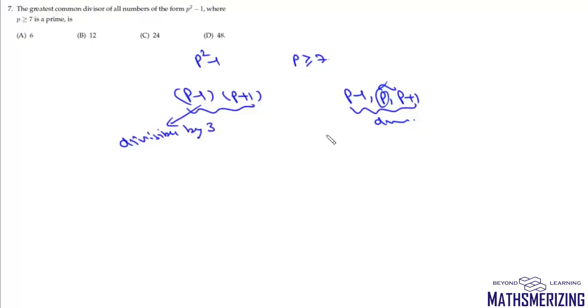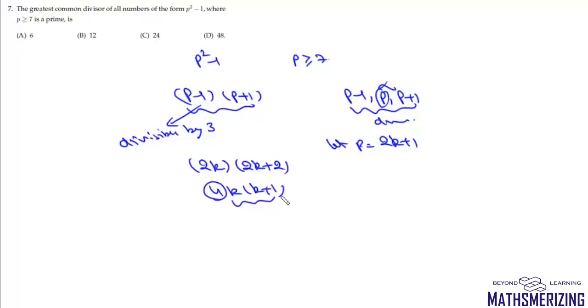Now this p will be an odd number. So what we'll do is we'll let p as 2k plus 1. So we can write this as 2k into 2k plus 2. So it'll be 4k into k plus 1. Now we have this 4 here and then this k into k plus 1 is a product of 2 consecutive numbers. So one of the numbers will be even. So it will be divisible by 8. So it'll be divisible by 3 and it'll also be divisible by 8. So the GCD of all the numbers of the form p square minus 1 must be 24 and that's your option number C.